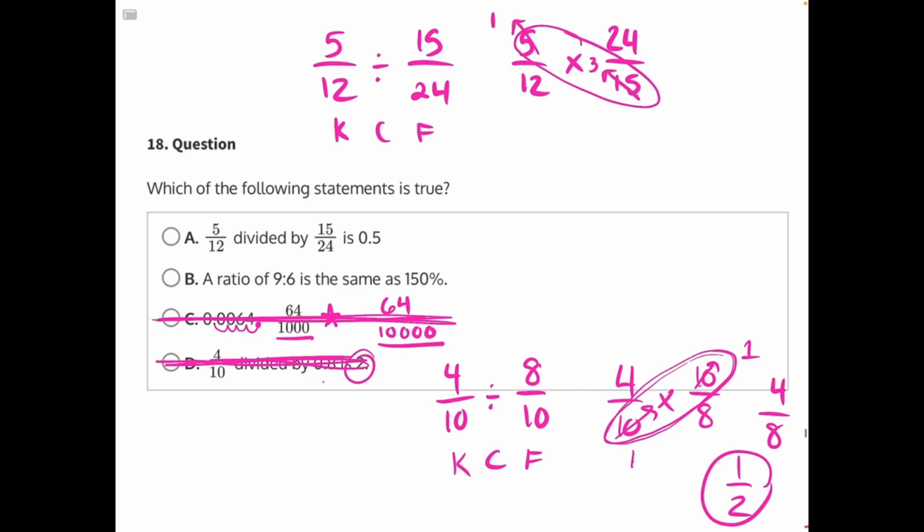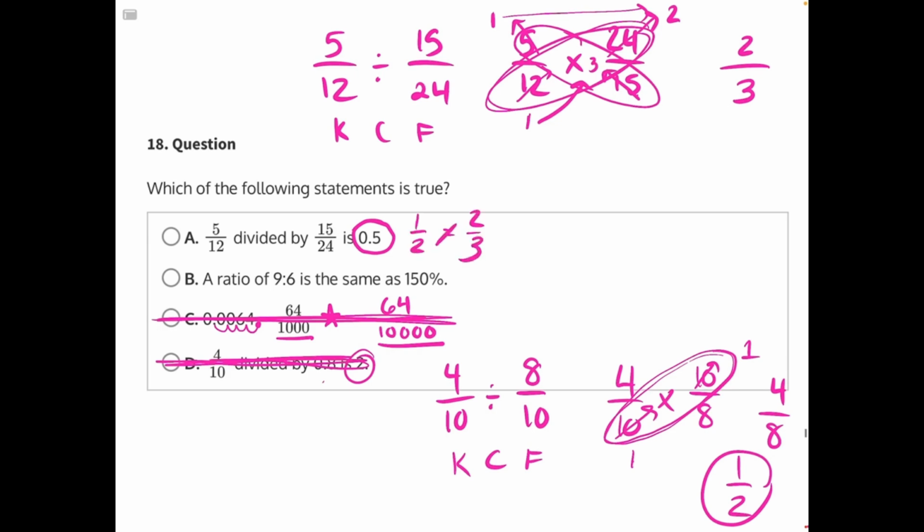We can also simplify this way. 12 is half of 24, so if I factored out a 12 here, I'd get 1. And if I factored out a 12 here, I would get 2. So we have 1 times 2 on top and 1 times 3 on the bottom, which would give us 2/3, which is not the same as the decimal 0.5. This is the same as 1/2. So 1/2 does not equal 2/3, making A incorrect. By elimination, we know that B is correct.